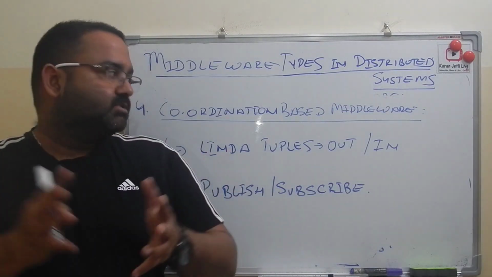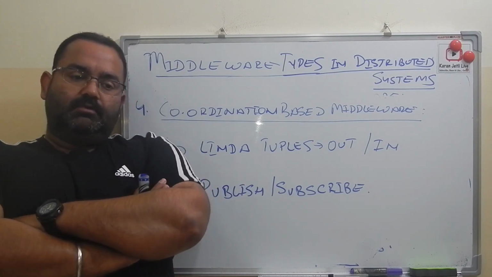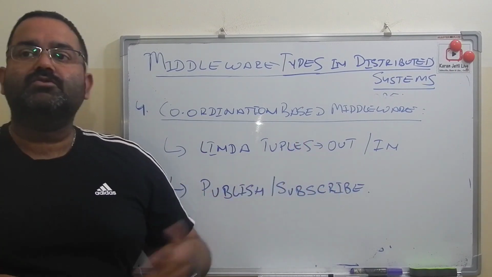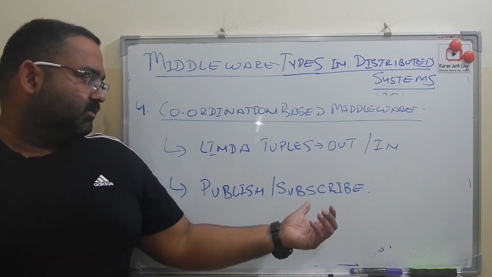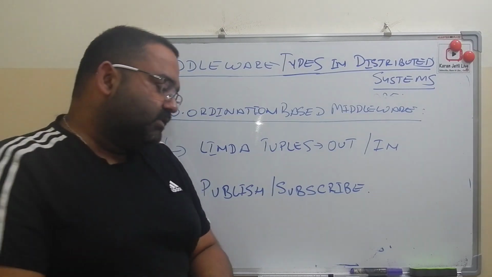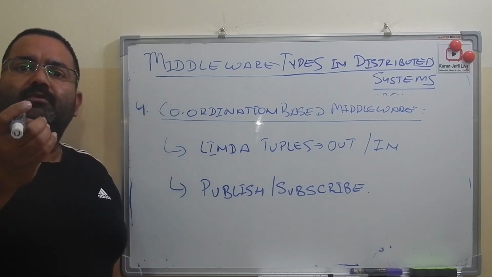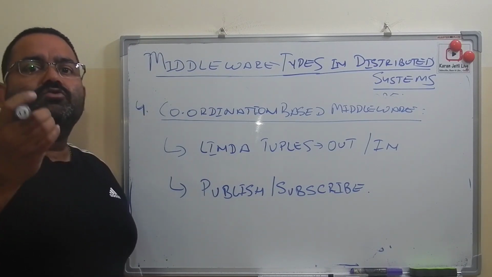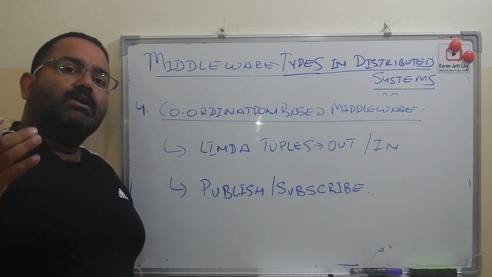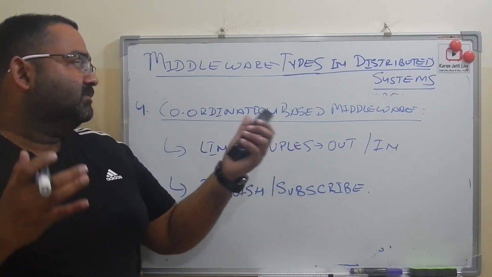Then comes the last type of middleware, which we call coordination middleware. In coordination based middleware, we have two different systems. One is called Linda tuples, another is called publish and subscribe. First we will discuss Linda tuples. I hope all of you are familiar with the term tuple. A tuple is nothing but a row in a database. So Linda tuples are purely database based middleware.